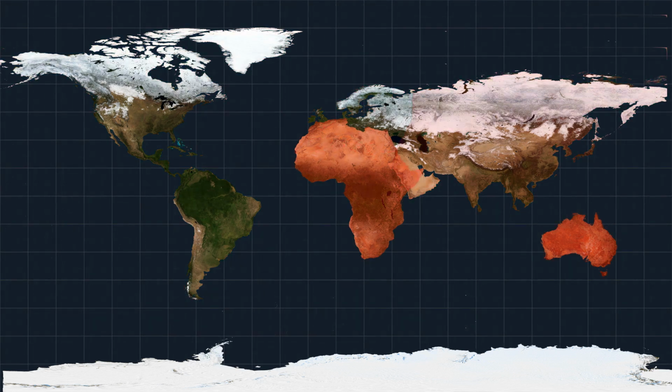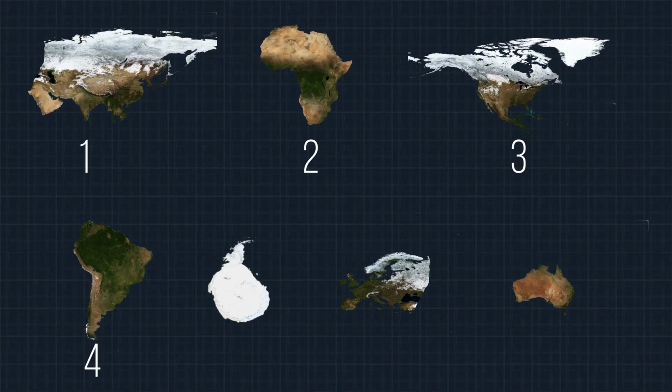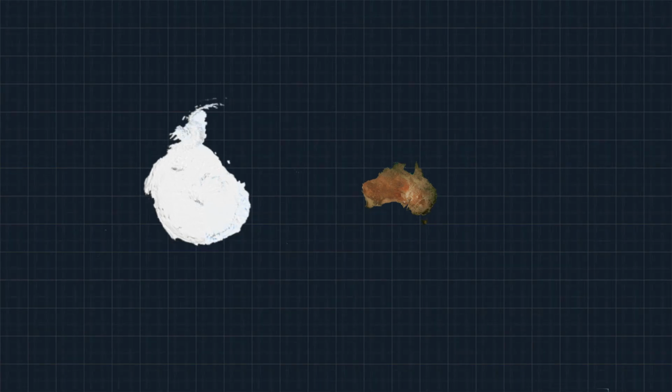Antarctica is one of the world's 7 continents in the southern hemisphere. It's the 5th largest continent in terms of total area, and that means it's almost twice the size of Australia.